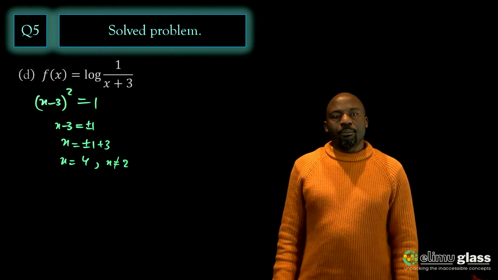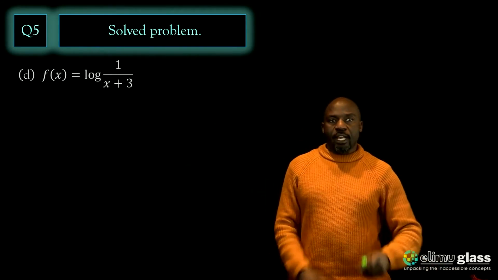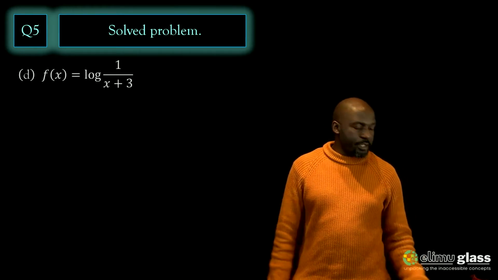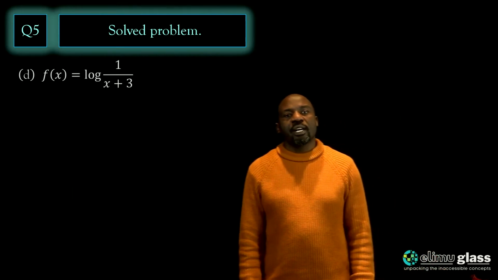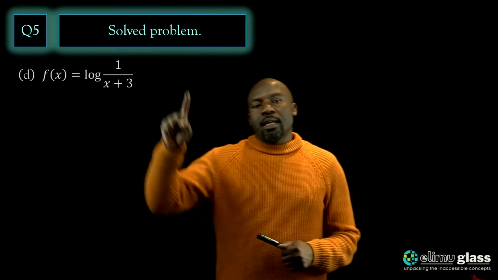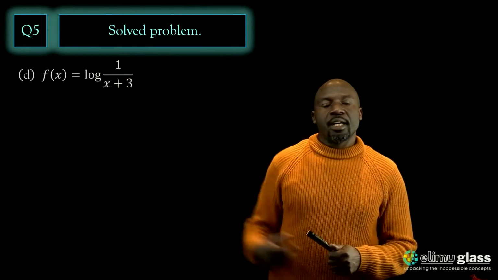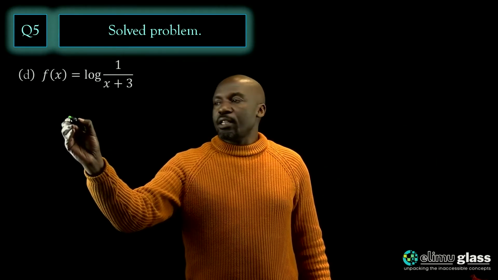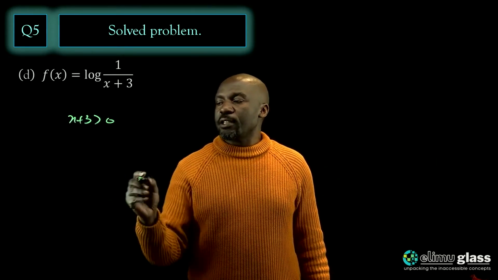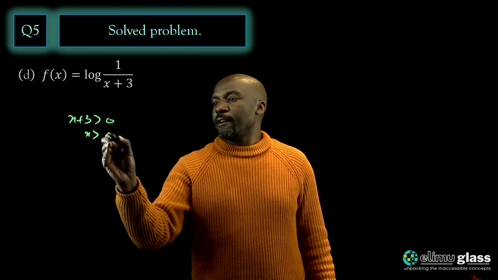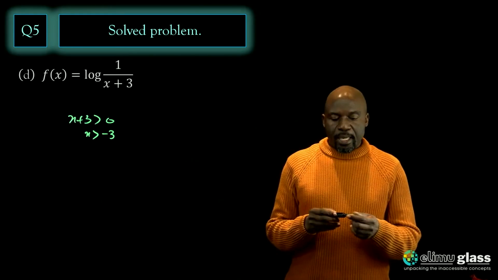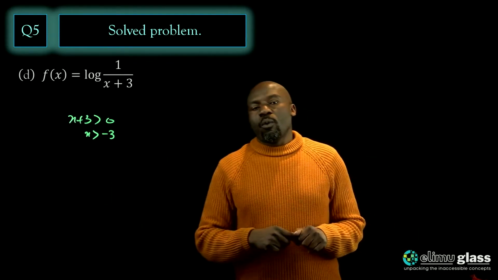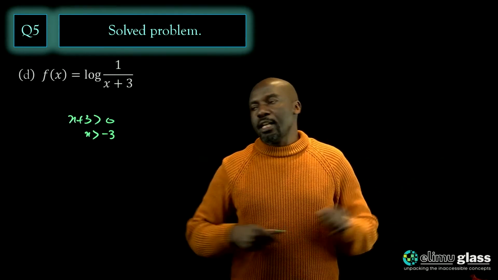Right. Question D. F of x is log, without a base there means it's base 10. So log to base 10 of 1 over x plus 3. Once again, the fraction, the argument has to be greater than 0, meaning the denominator has to be greater than 0. If the denominator is greater than 0, we are saying x plus 3 is greater than 0. So x has to be greater than negative 3. Okay, x has to be above negative 3, like that. Yeah? Where does the graph cross the x-axis, if any?